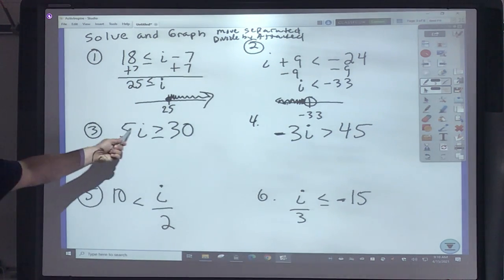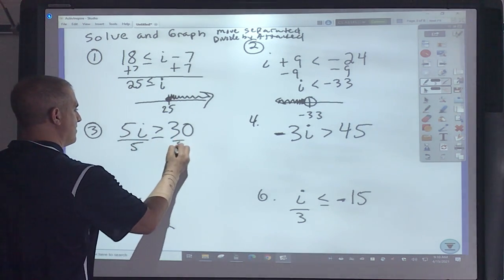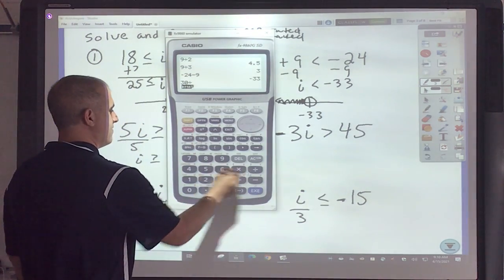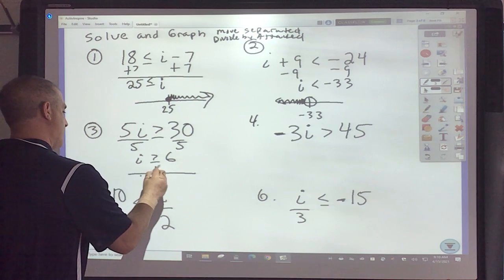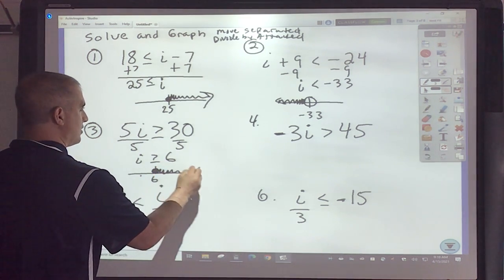Now, these are attached. How do I get rid of attached? I divide. So in this case, I would divide by 5, divide by 5. 30 divided by 5 is 6. Once again, I got 6. I would have a closed circle here. It's eating the variable in this case, so I would shade to the right.